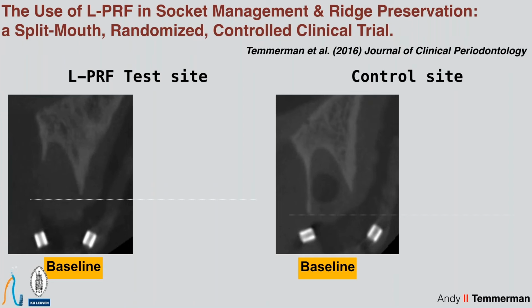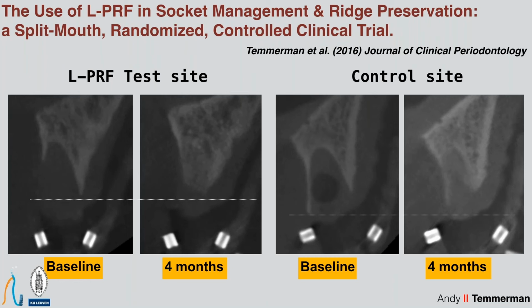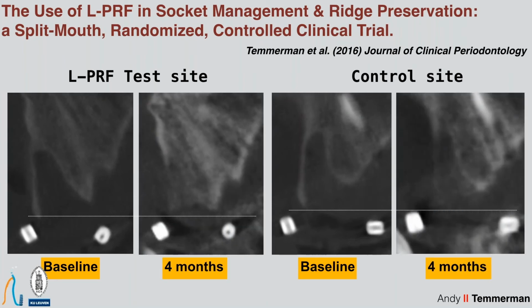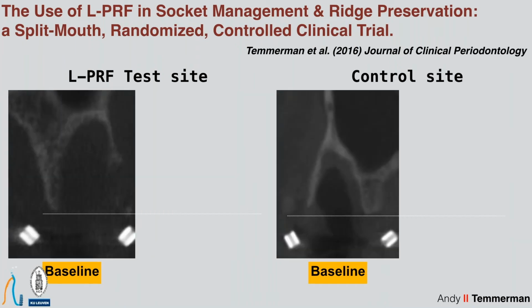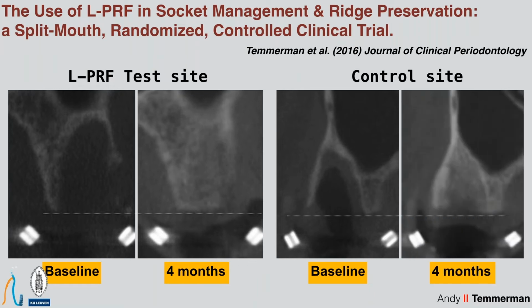And here you can see a couple of patients of the test sites and the control sites respectively, and you can appreciate the difference between the test and the control sites. You can see definitely at the test site, also in this case, there is a much better healing than at the control site. Another case here with the loss of the vestibular bone plate, you can see that there is a nice regeneration at the L-PRF test site and not as good a healing on the control site.